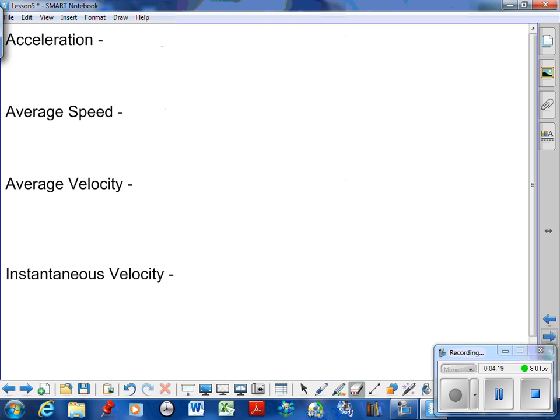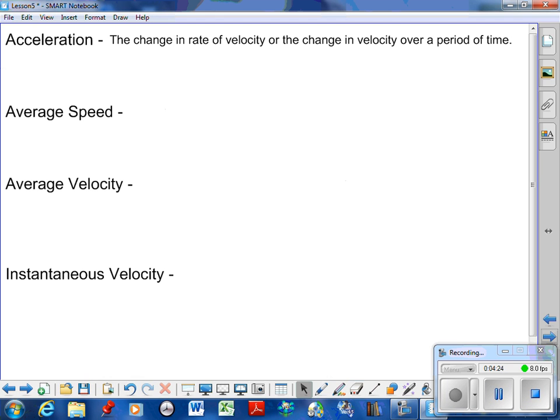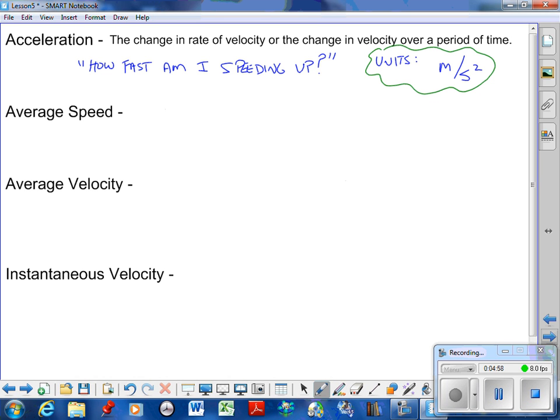Acceleration, probably a new term for us this year. Acceleration is the rate of change of velocity over time. So basically, how fast am I speeding up? So we're looking at how your velocity is changing after 1 second, 2 seconds, 3 seconds, and so on and so forth. So how fast am I speeding up is what your acceleration is. And the units, just put that in here, is meters per second squared, and I'll talk about where that comes from a little later on in this video, or at least the next one.